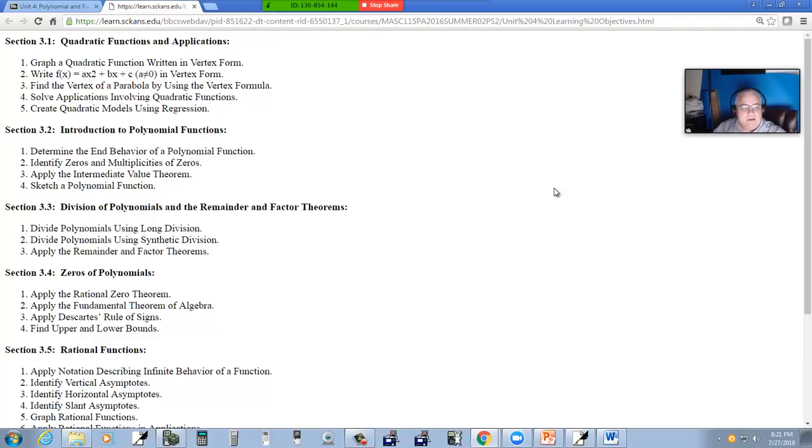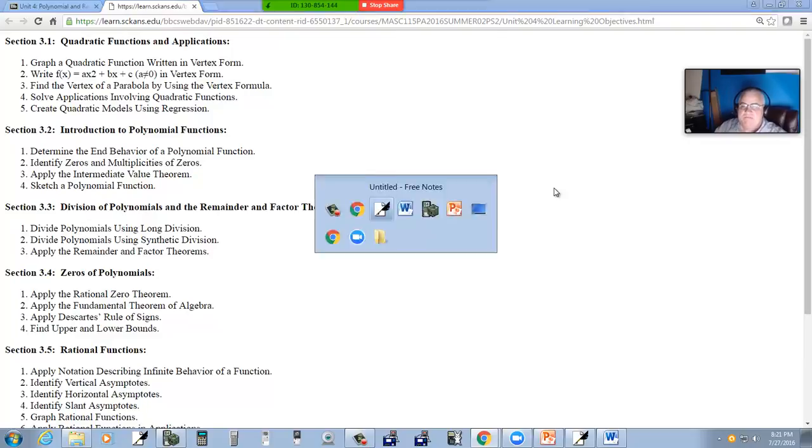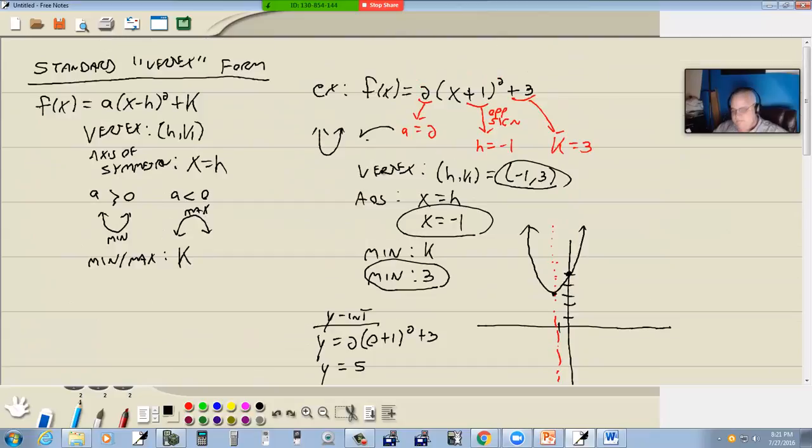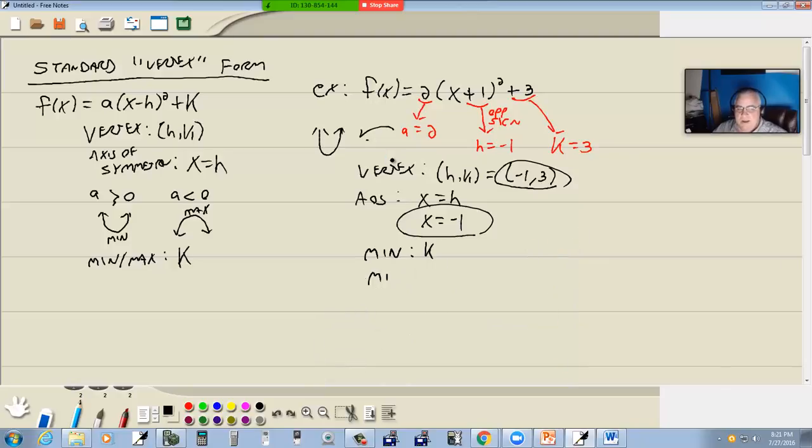Okay, create quadratic models using regression. Let's talk about that briefly. Let me clear this off, actually. This is one I really wanted to make sure I covered because I'm pretty sure I don't have any YouTube video on how to do this out there.